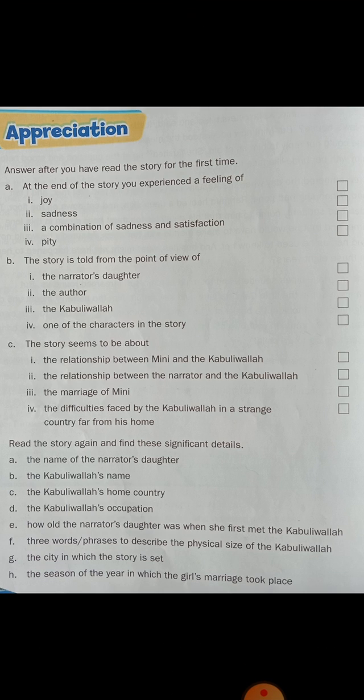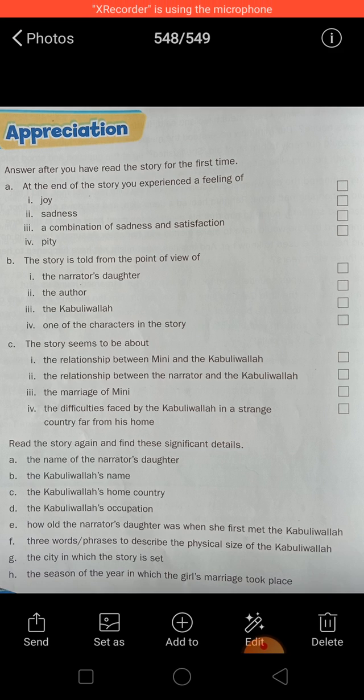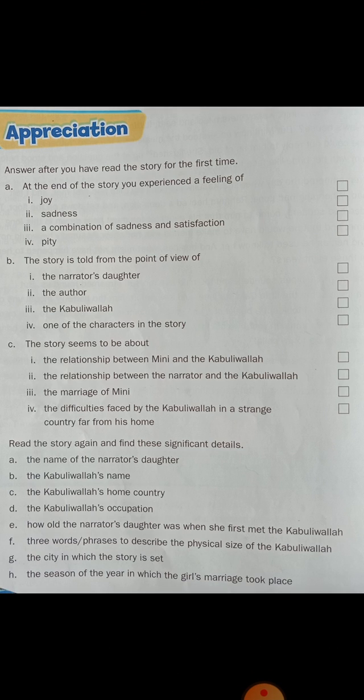At the end of the story, you experienced a feeling of: first is joy, second sadness, third a combination of sadness and satisfaction, and the fourth is pity. So the correct answer is the third option, that is a combination of sadness and satisfaction. Now question number 2. The story is told from the point of view of: first, the narrator's daughter, second, the author, third, the Kabuliwallah, fourth, one of the characters in the story. So the answer is the author.